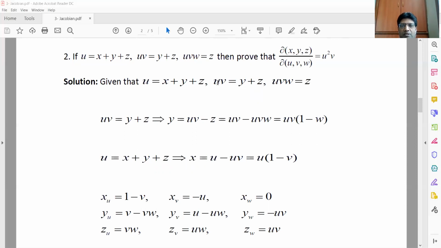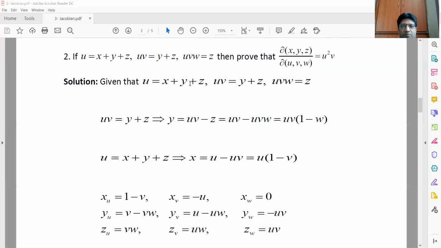First I am taking this one, uv is y plus z. From this, what is y? The z goes to this side: uv minus z. Now z is given for us, uvw. So uv is common, which gives 1 minus w. So the y value is uv into (1 minus w). That means y is available in terms of u, v, w clearly.